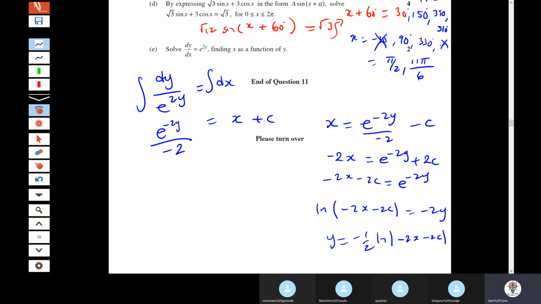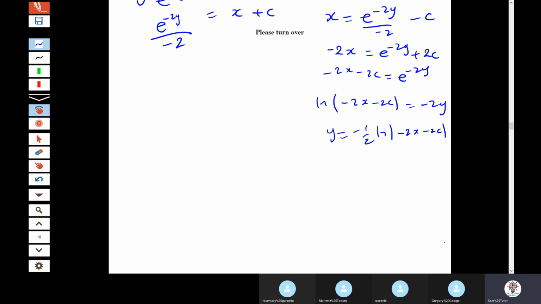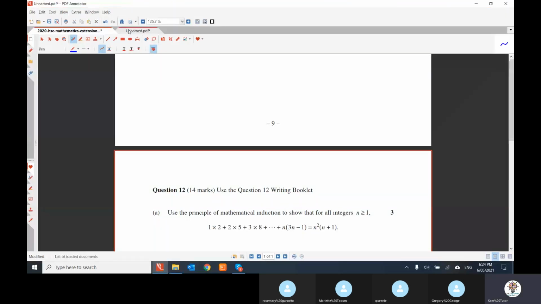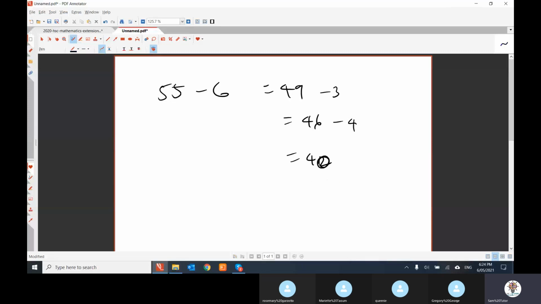Don't forget, you could have written the negative 2c as capital C, capital A, whatever. All good? Move on. So what's that, 2 marks? Don't forget to add it. We're at 40.